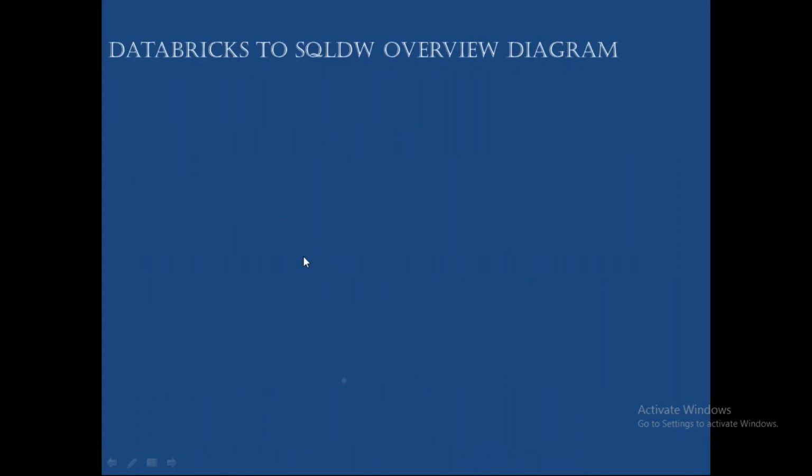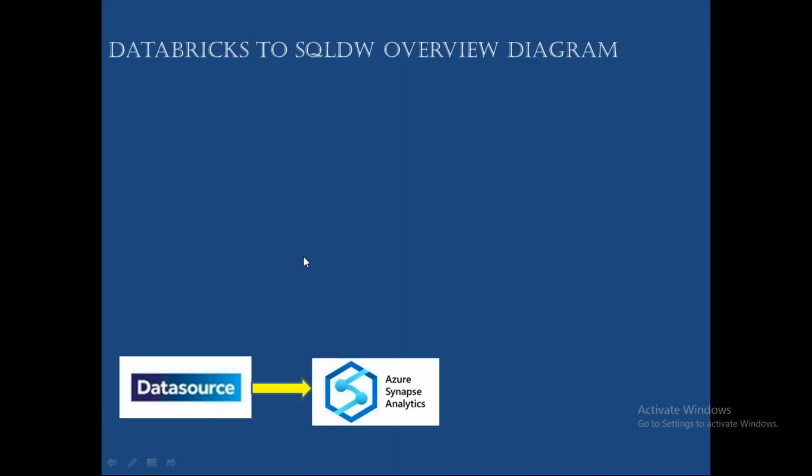Now let's move on to the Databricks to SQL data warehouse overview diagram. How you can connect to the SQL data warehouse from Databricks. Now my data source is Azure Synapse Analytics, which is nothing but Azure SQL data warehouse. You cannot read the data directly. It is not possible to read data directly. What you need to do is load data into some staging layer.